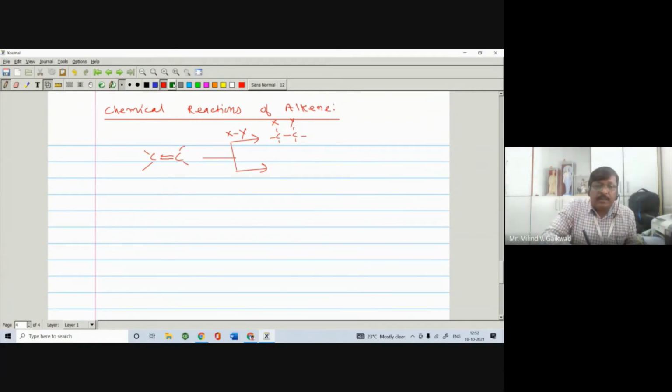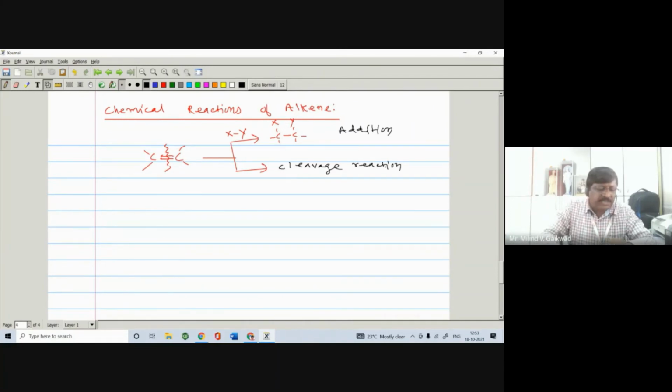So here what happens, one is the addition of halogen, right? And second, this carbon-carbon double bond also undergoes breaking, means a cleavage reaction takes place. And here you are getting two types of reaction. One is the addition on the carbon-carbon double bond, and the other is the cleavage or breaking of the carbon-carbon double bond. So cleavage reaction.